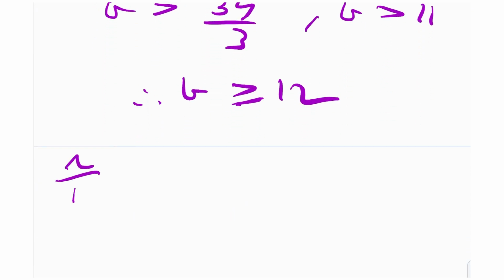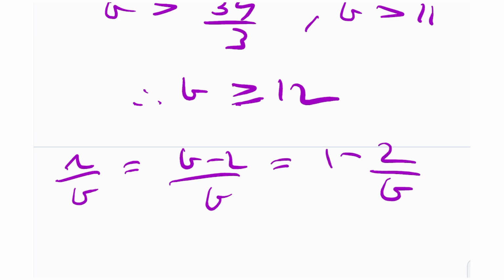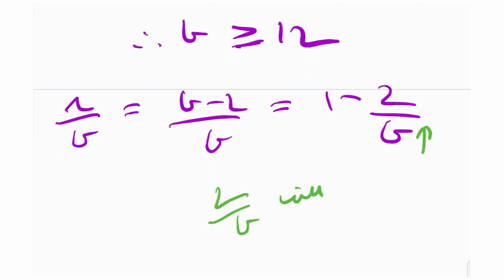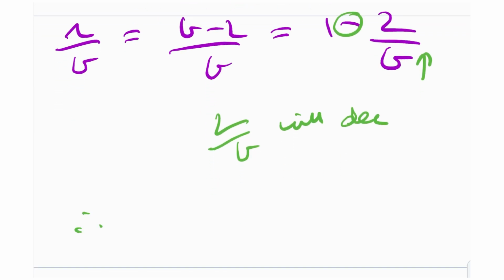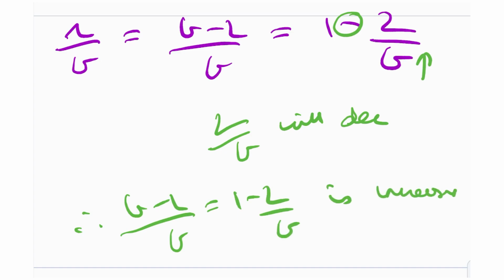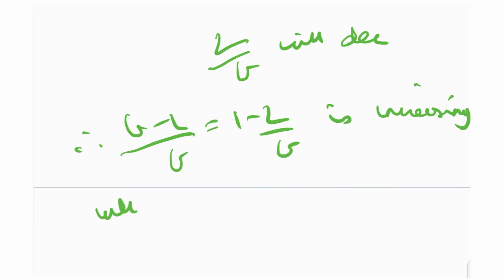But if you actually notice r by b, which was b minus 2 by b, I can write that as 1 minus 2 over b. Now again, as b keeps on increasing, this 2 by b will effectively decrease. If I keep on increasing b, the fraction 2 by b will keep on decreasing, and you're subtracting a smaller and smaller quantity. That means that this quantity b minus 2 over b, which is equal to 1 minus 2 over b, is increasing with increase in b, because you're subtracting smaller and smaller quantities.